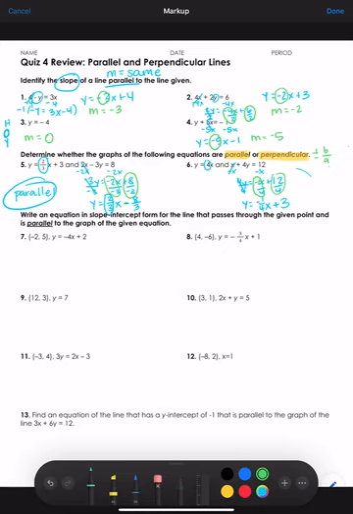So now I can see that my slope here is negative 1/4. So a slope of 4 and negative 1/4 are opposite sign and reciprocals, because this is like 4 over 1, so 1 over 4 is the reciprocal. So these lines are actually perpendicular.